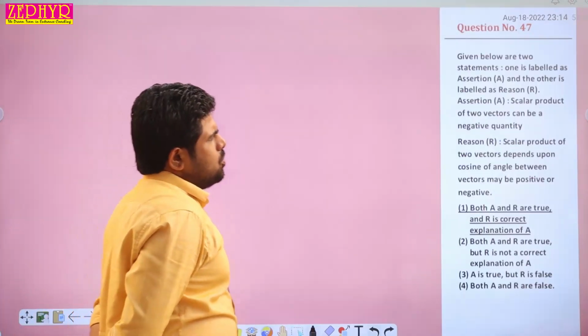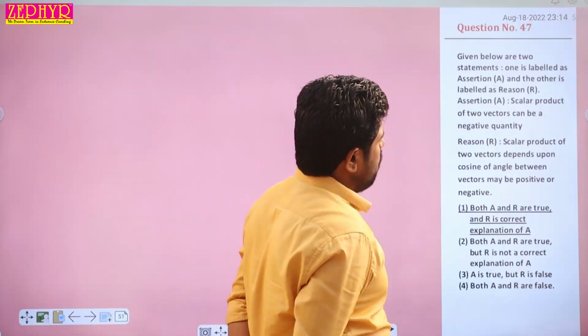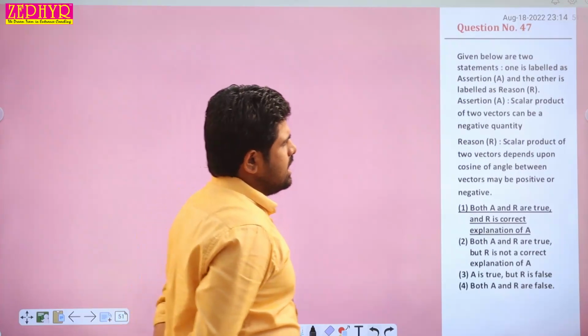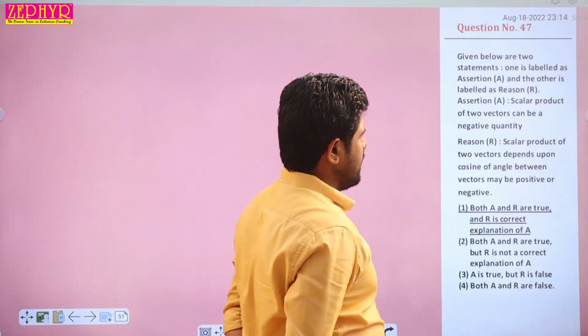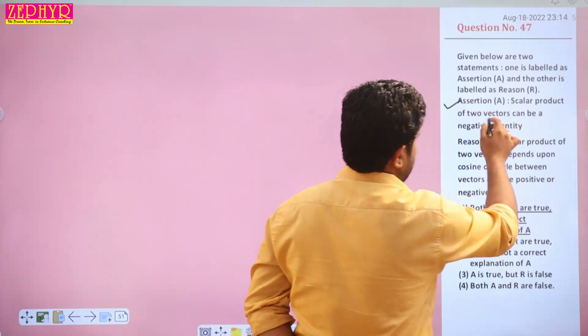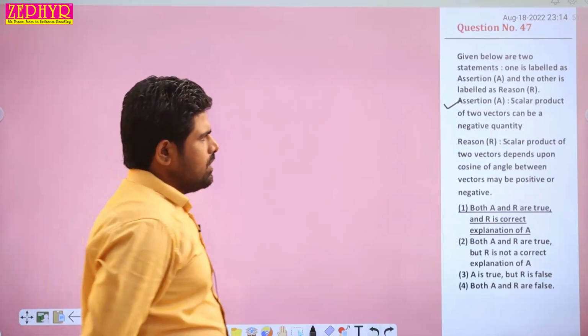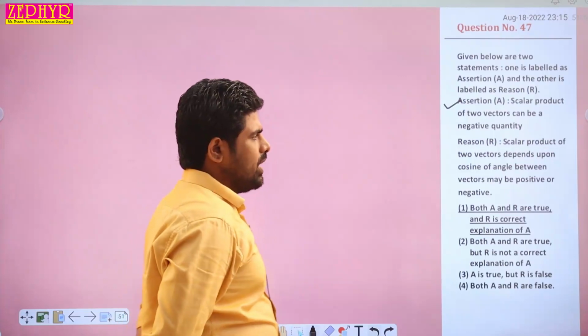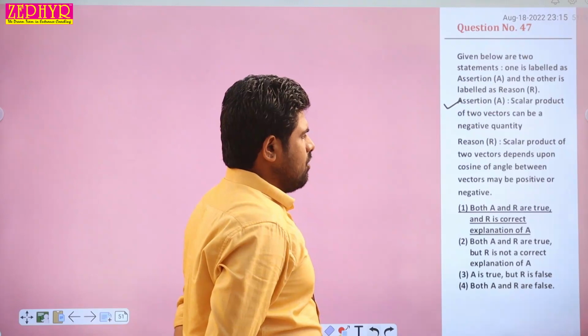Then the next one. Given below are two statements, one labeled as assertion A and the other labeled as reason R. Assertion A: scalar product of two vectors can be a negative quantity. Yes, this is right. Reason: scalar product of two vectors depends upon the cosine of the angle between the vectors, which may be positive or negative.